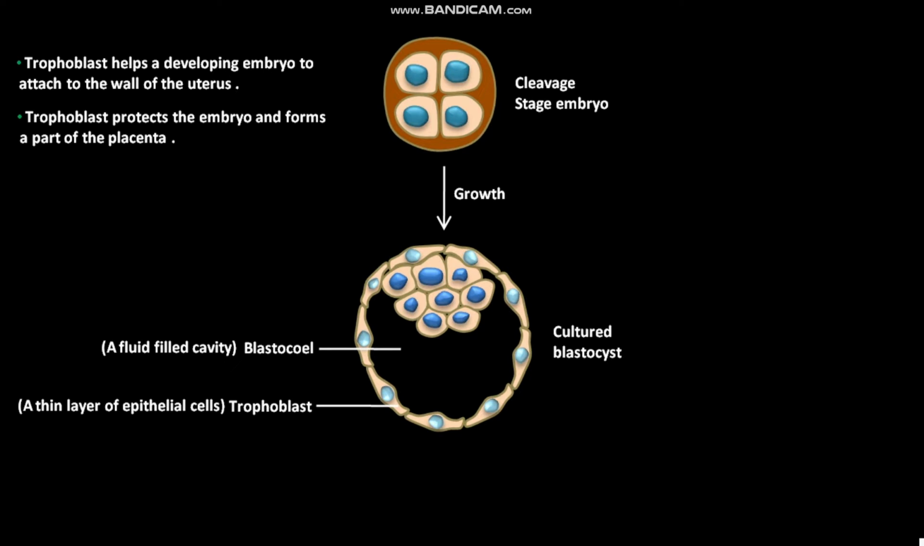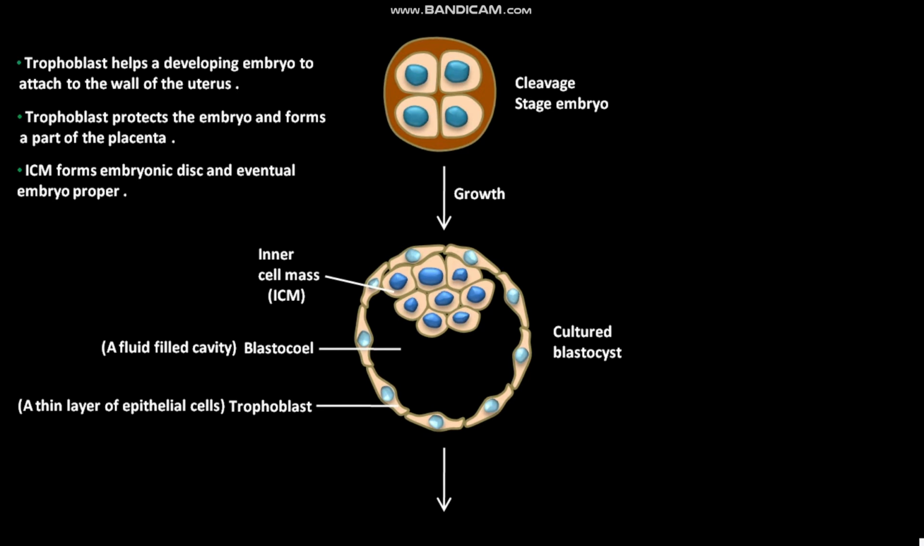The cluster of cells inside a blastocyst is called the inner cell mass, or ICM. The ICM forms the embryonic disc and eventually the embryo proper. In the next step, the inner cell mass is separated or isolated from the surrounding extra-embryonic tissues.